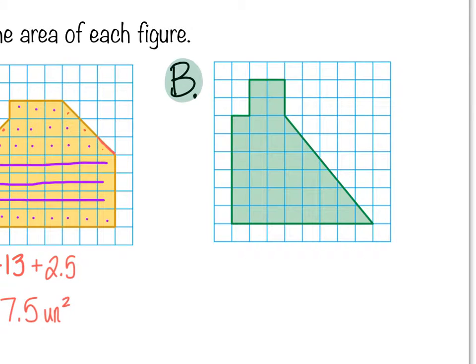All right, for this second shape, we could do the same thing. We could count all the individual squares, but what would actually be faster is if we broke this into shapes that we know how to do. For example, if I just drew a line right here, I've split this shape into a square up here on the top and then a trapezoid down here on the bottom.